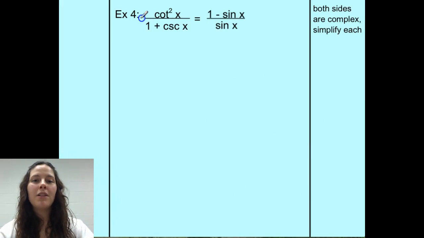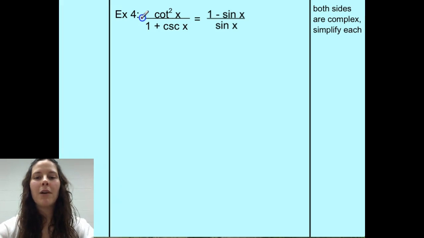Our final example, notice the note on the right-hand side. This time both sides of the equal sign are complex, so we are going to spend some time simplifying each side of our equation in order to try and get them to equal out. I'm going to start with the left-hand side. Again, we've got that denominator where we can't really do anything with it. That cosecant isn't squared, so it's not a Pythagorean identity. So I'm going to go ahead and multiply by the conjugate, 1 minus cosecant over 1 minus cosecant.